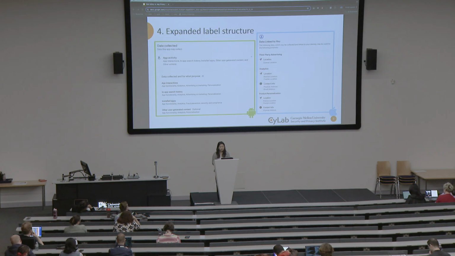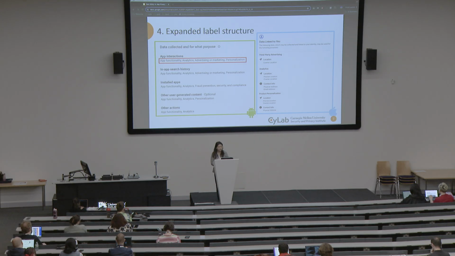For the expanded version of the labels, there were 2 main pieces of information provided. First was what data types were collected, and second was for what purposes they were collected. The Android interface presents a data-centric view. As you can see here, what I circled in red are collection purposes. On the iOS labels, the data type categories were listed under collection purposes, whereas the collection purposes were listed under specific data type categories on the Android labels.